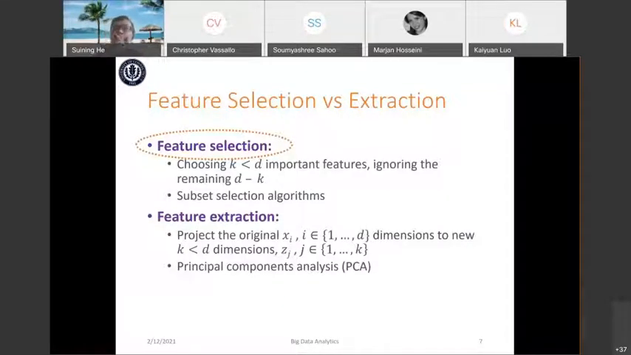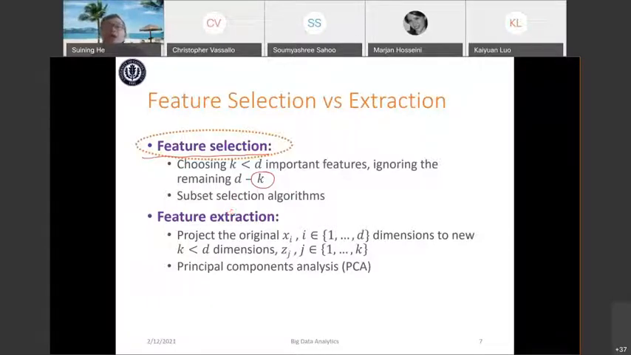So let's see how we can conduct feature selection or dimensionality reduction. The first and simplest way is the so-called feature selection. The basic idea is to try to select the k important features or k dimensions and ignore the rest of them. Say, if we have a total of d dimensions and we select only k and ignore the remaining d minus k dimensions, then we can use some selection algorithms to find those features.